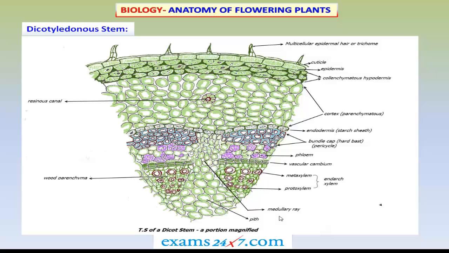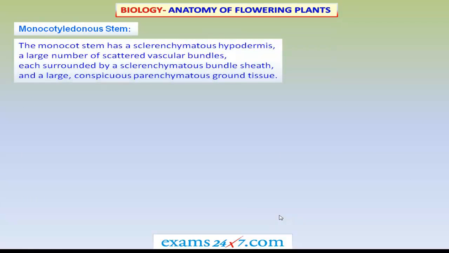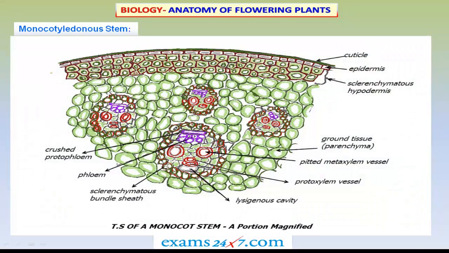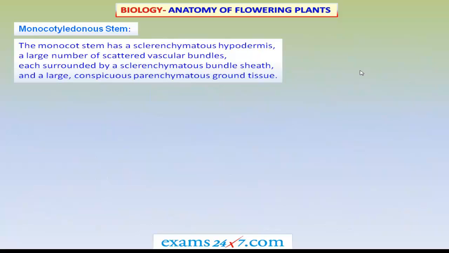If you look at a monocot stem, here also we do find almost the same kinds of tissues, but the arrangement is entirely different. As an example of monocot stem, we can take the section of maize stem and observe under the light microscope. Here also we find an epidermis, which is the outermost layer, but in the epidermis, the multicellular epidermal hairs or trichomes are totally absent.